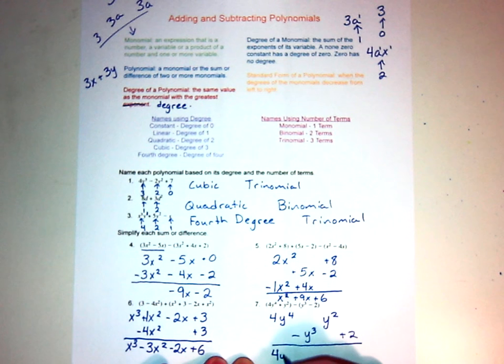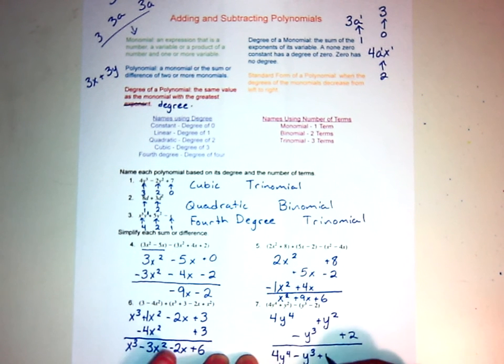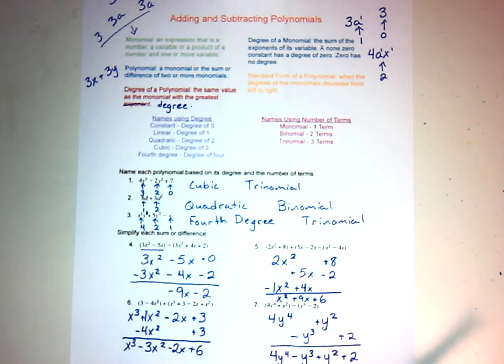Okay, 4y to the 4th power minus y to the 3rd power. That would be positive y to the 2nd, right? Positive y to the 2nd plus 2. Okay? So, there we go.